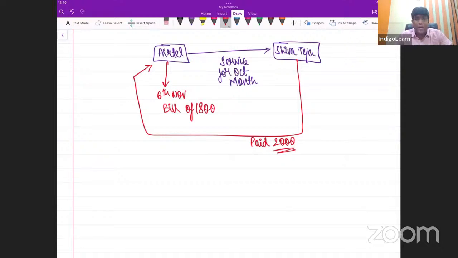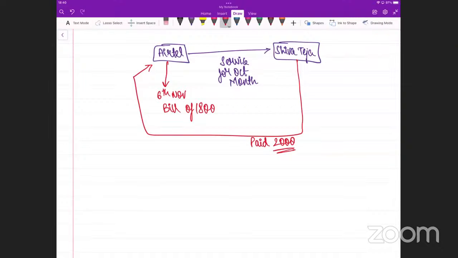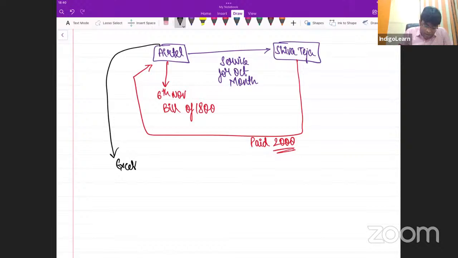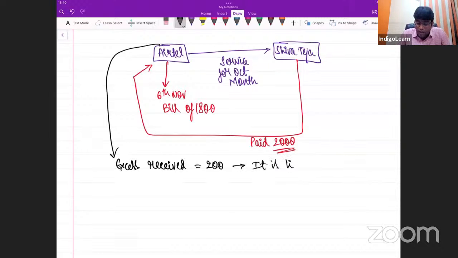Now let me ask you one question. Is that 200 rupees extra what I paid a tip for Airtel? Answer is no. It's of course not a tip. It is something like an extra payment that I made to Airtel, which Airtel will adjust next month. Correct or not? So from Airtel's point of view, what is the excess received? Excess received is 200. It is like an advance. Obviously, it is like an advance only, because next month's payment you got now itself. It is as simple as an advance.